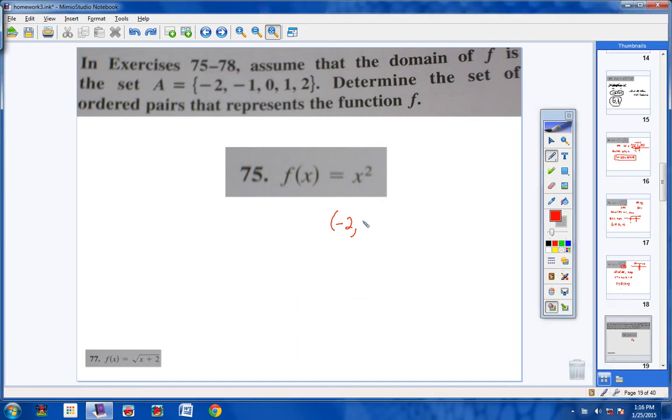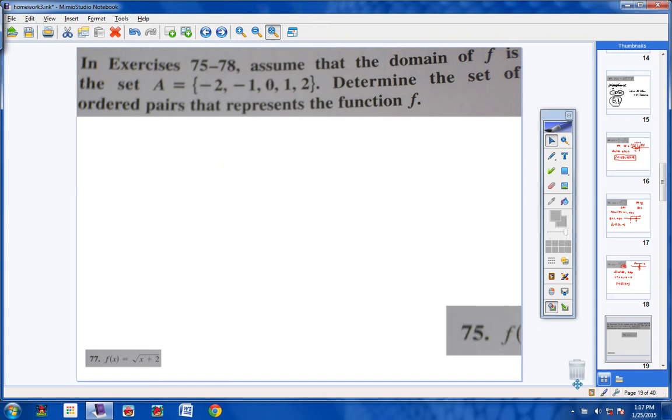So if we put negative 2 in, you square negative 2, you get out 4. Now we're going to put a negative 1 in. If you put a negative 1 in here and square it, you get out positive 1. Now we'll put a 0 in. If you put in 0 and you square it, you get out 0. If you put 1 in for x, square 1, you'll get 1. And then put a 2 in for x right here. Square the 2, and you'll get a 4, okay? So these 5 ordered pairs are the 5 ordered pairs for this function. Alright, let's take a look at the next one here. Number 77, alright?